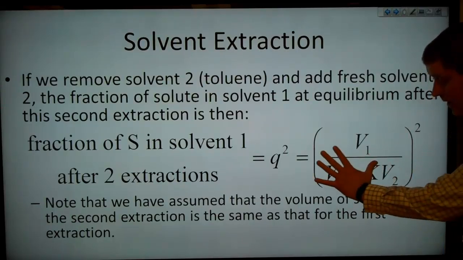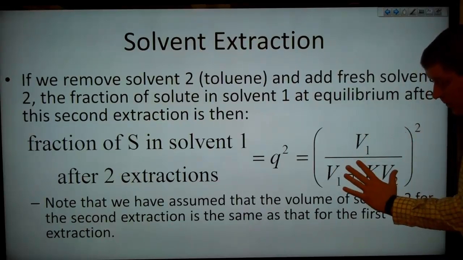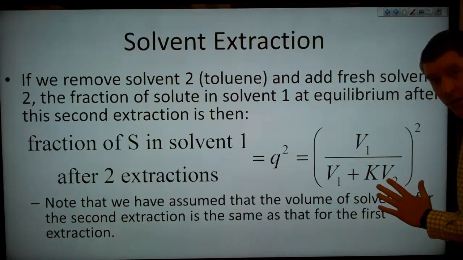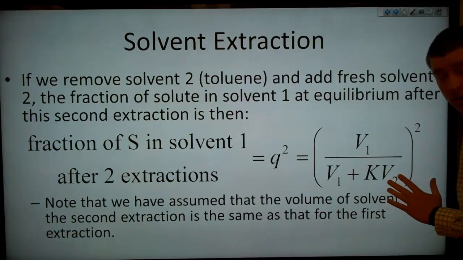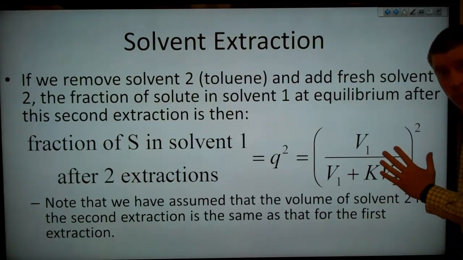If it's not, then we won't have this quantity squared, and we'll have a different volume here for volume 2. It'll be volume 2 prime and volume 2 double prime.